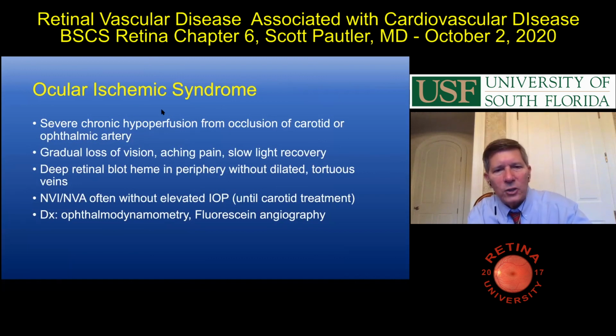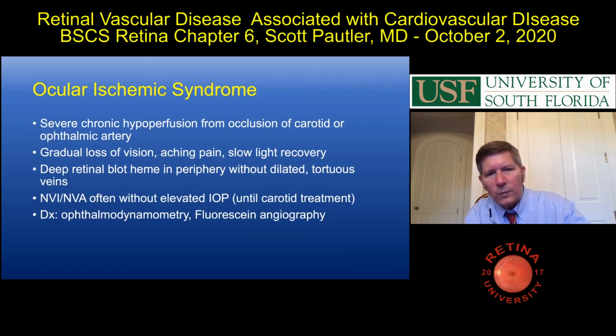They have a gradual loss of vision. They may have some aching pain. They might describe slow light recovery. Their vision may not be awful, but it could be down fairly significantly as well. Now, the tip-off here is you're going to find deep retinal, which basically means large, dark blot hemorrhages in the periphery, often temporally, but they can be 360. And they can be bilateral, but it's usually one eye.